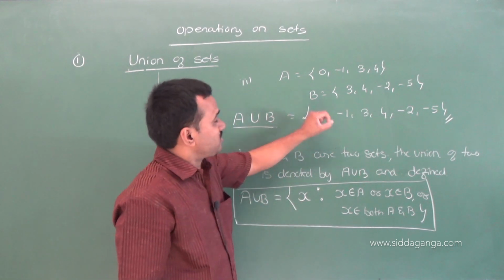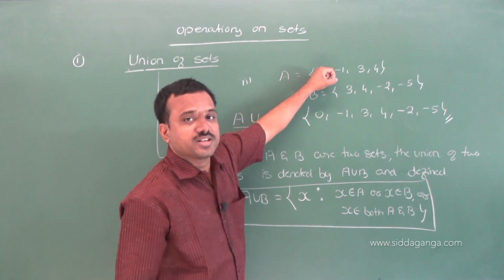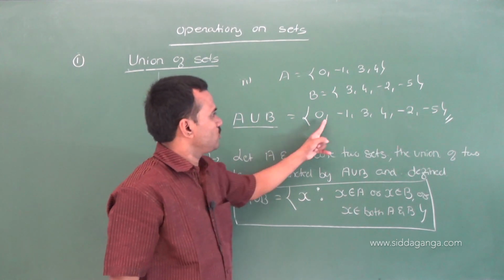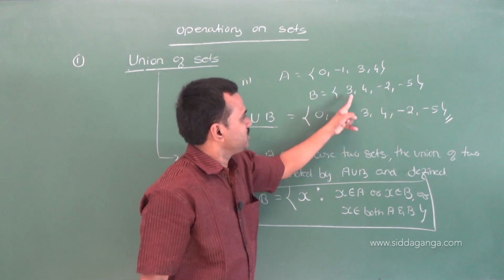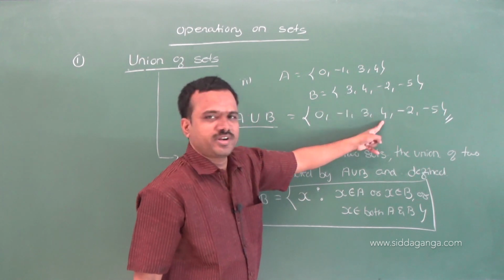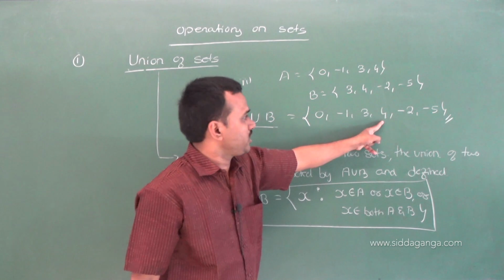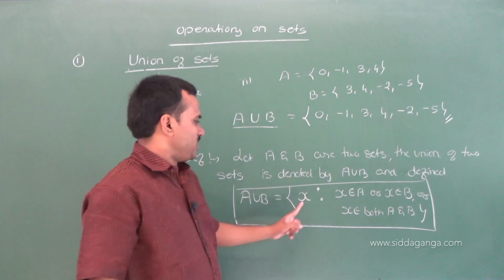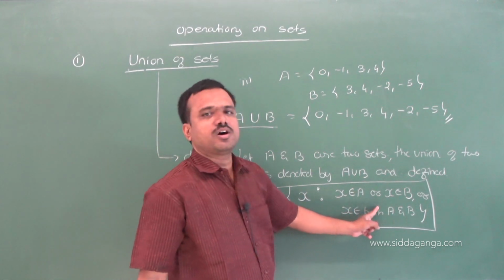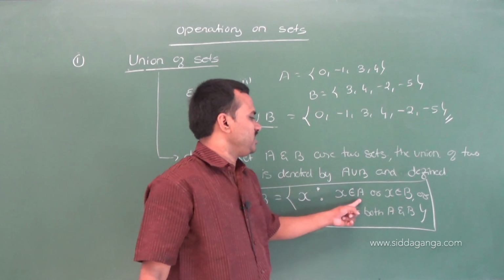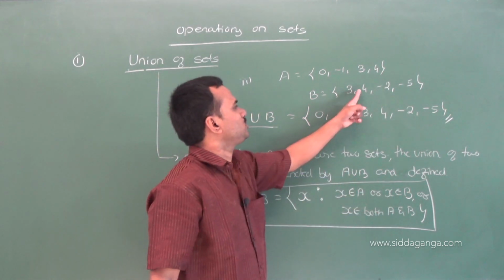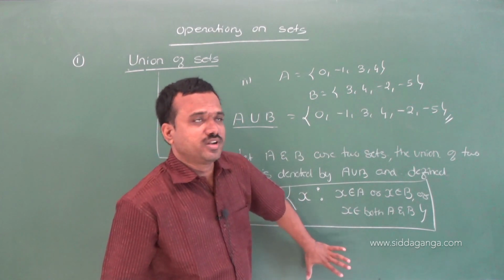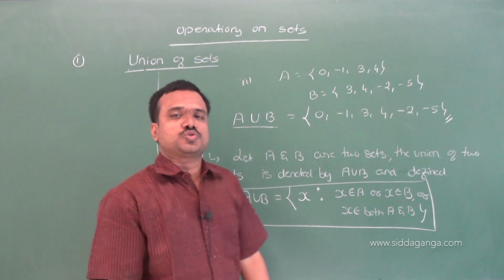It contains the elements which are present in A as well as the elements present in B. So 0, -1, 3, 4 (3 and 4 are repeated, no need to write them two times, we write only once), -2, -5. Now I write it in set builder form: x such that x belongs to A or x belongs to B, meaning present in A or present in B or both present in A and B. This is the definition of the union of two sets.